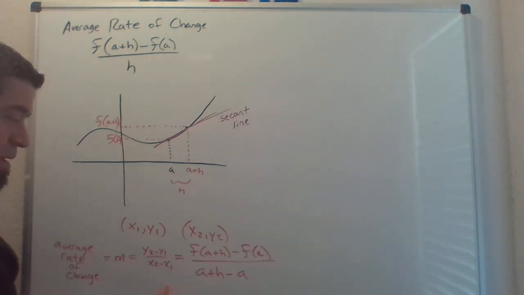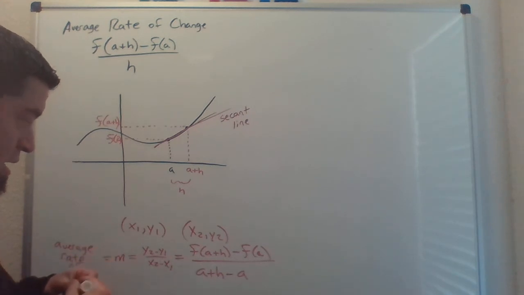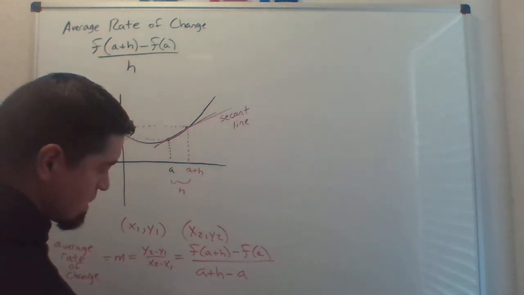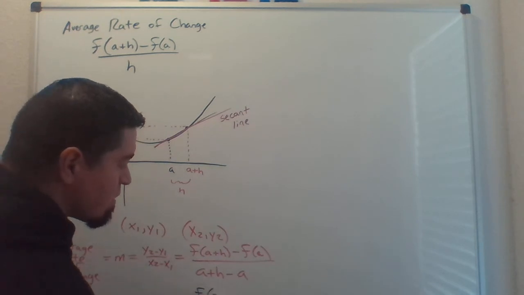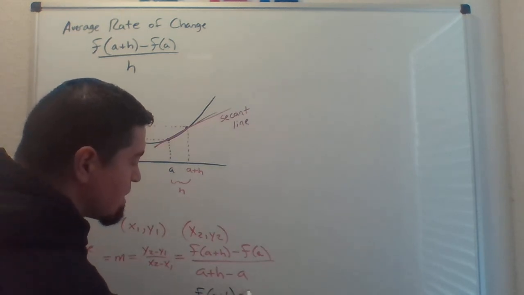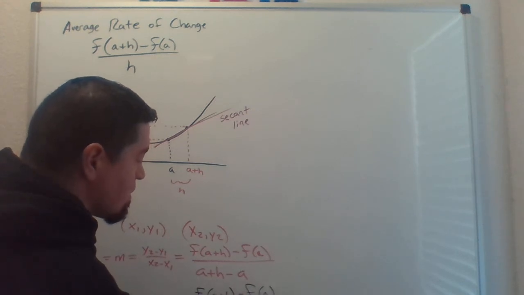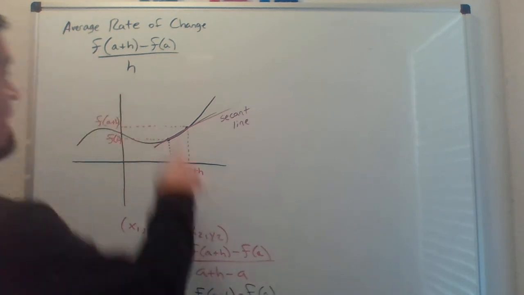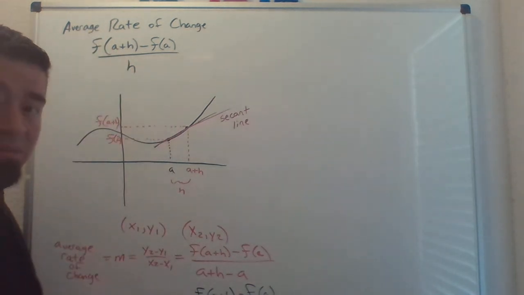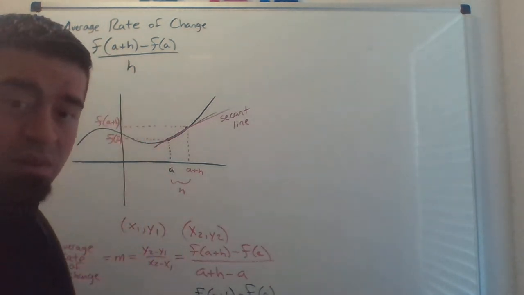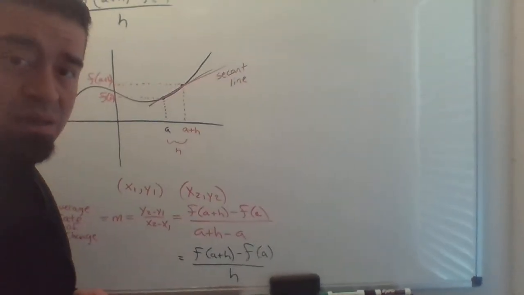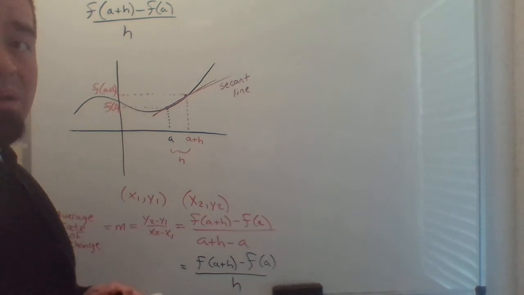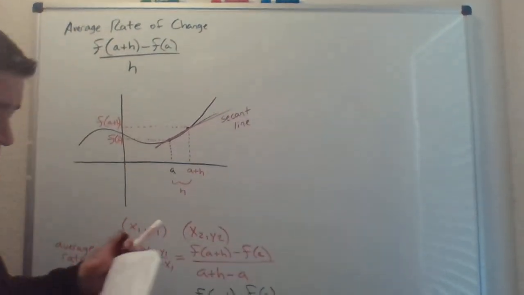On the bottom, you'll get some cancellation, and that gives us f of A plus h minus f of A over h, which is exactly the average rate of change formula that we had up here. So that shows us where this comes from. Okay, so that's average rate of change.